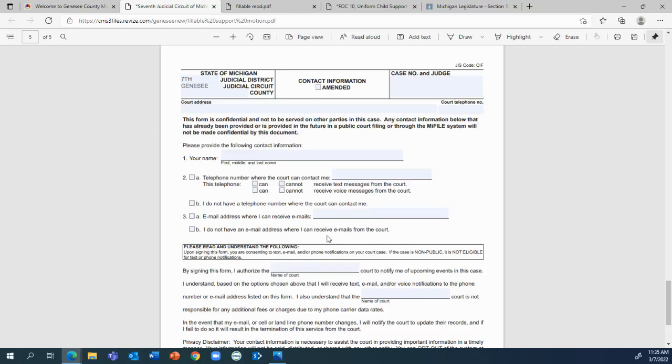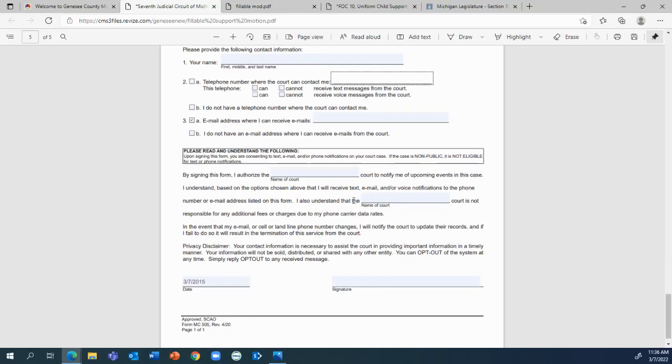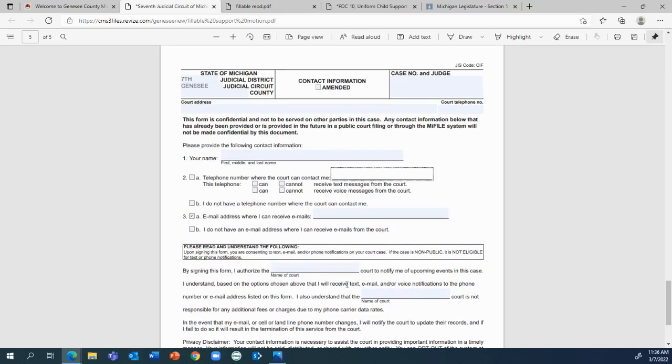So make sure you fill this out so that you can say where you can receive emails. You can also indicate where the court can contact you by telephone, and whether that phone number can receive text messages or voice messages. Really helpful to have all of this filled out, because then the court can reach you whenever there's been something that changed on your case.